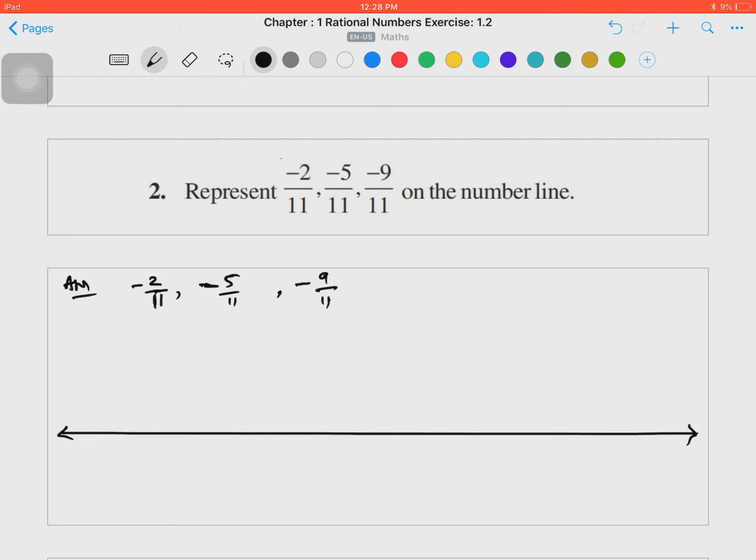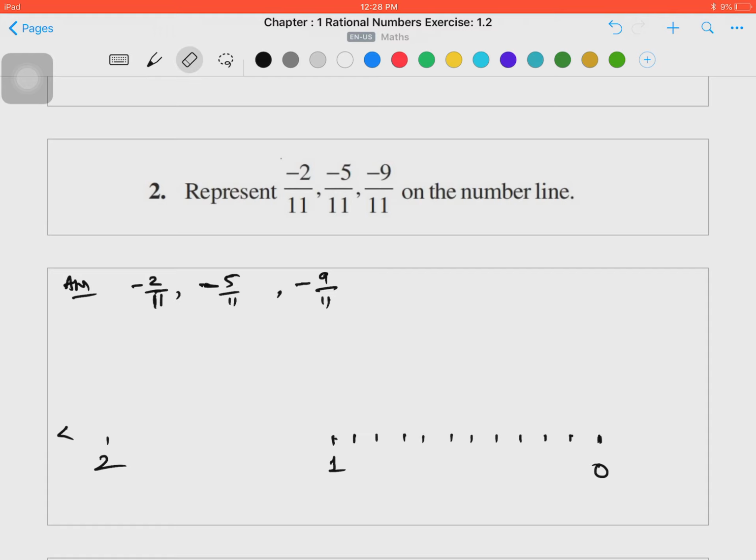Let's have 0 here and 1 here and 2 here. Now we can easily divide it into 11 parts. Let's start. 1, 2, 3, 4, 5, 6, 7, 8, 9, 10. Okay, so we have divided it into 11 parts.